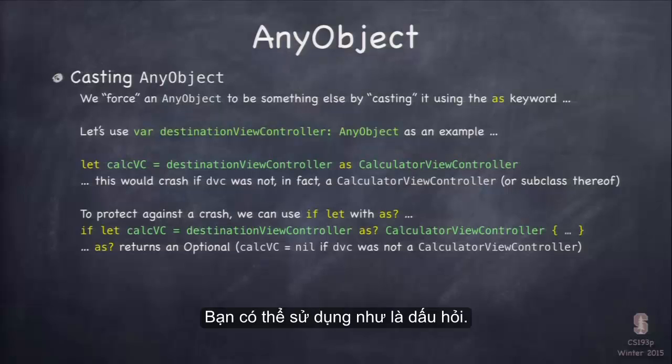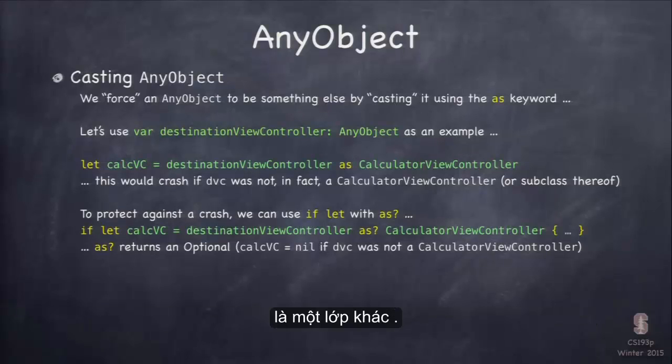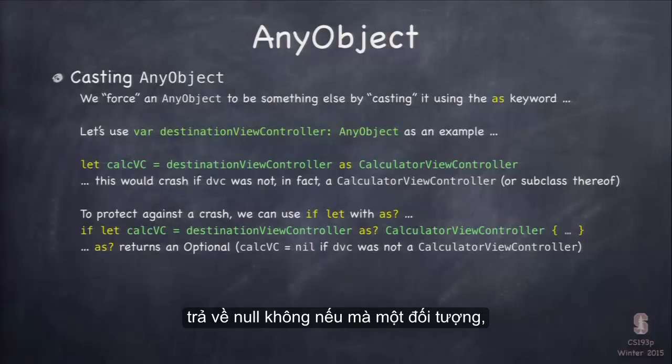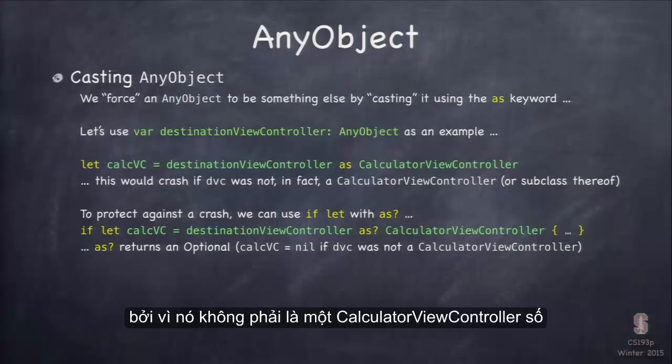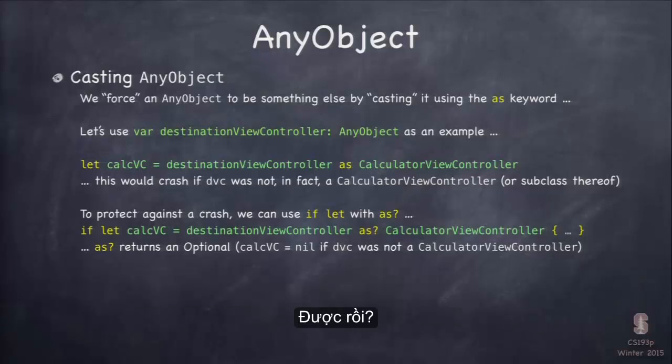You can use as question mark. And as question mark returns an optional. Same as, right? As returns that any object cast to be a different class. As question mark does the same thing, but it's an optional version of that. So we can return nil if that any object, destination view controller, cannot be turned into a calculator view controller because it's not a calculator view controller, it's some other kind of view controller or something else, all right?